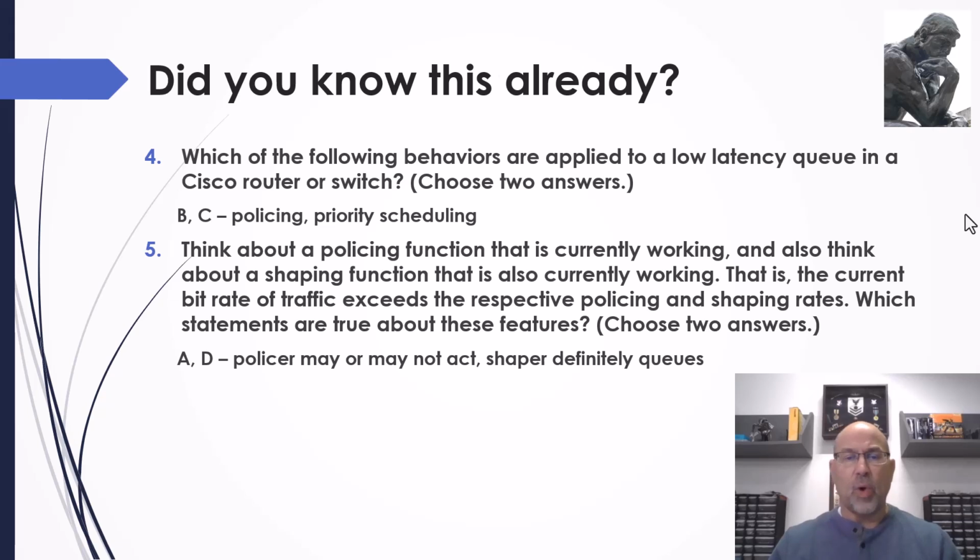Okay, so what would a policer do? Well, remember that the service provider might say, I'm going to cut you off. Or it might say, I'm going to remark that and not do anything. So a policer may or may not act. The shaper is on the other side of that connection, and so it definitely queues. When you're over, that shaper is automatically going to say, all right, let's slow things down. Let's keep things in the queues a little bit. So that was A and D.